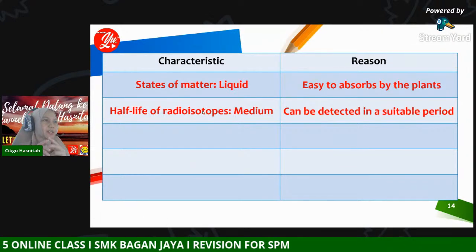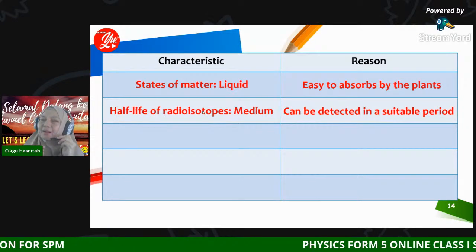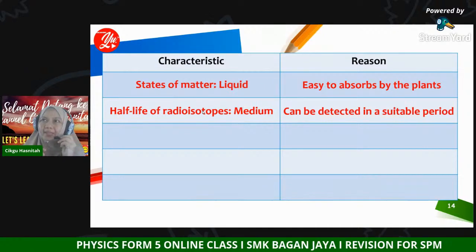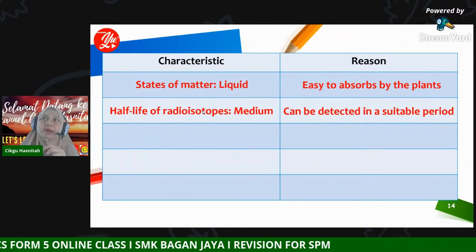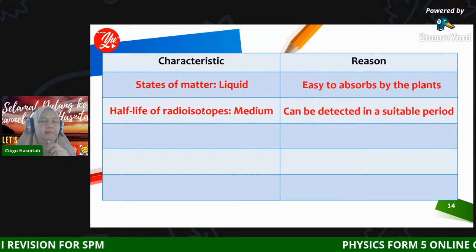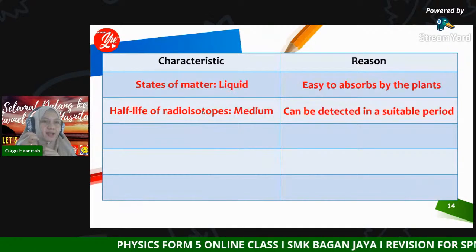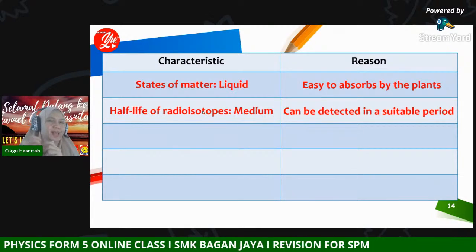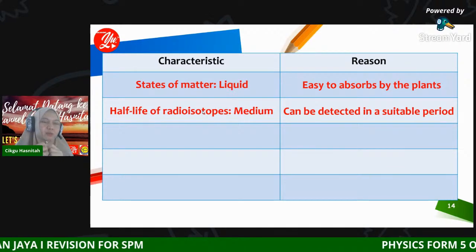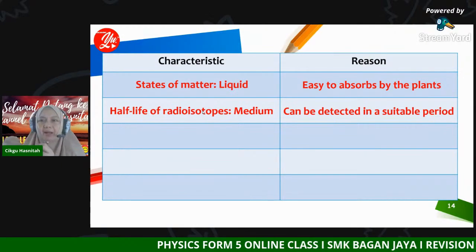Next characteristic. What about the third characteristic? Which radiation is suitable for the radioisotope? Gamma or beta? You want to choose a radioisotope which emits which radiation? Emit gamma or emit beta? Which one is less harmful? Gamma or beta? I gave you the clue already. Radiation emitted by the radioisotope. We choose the one that emits beta or the one that emits gamma?